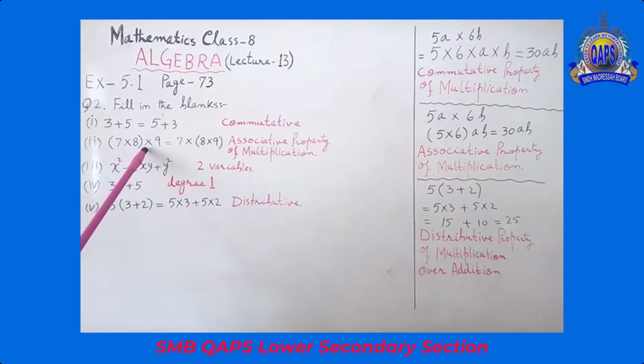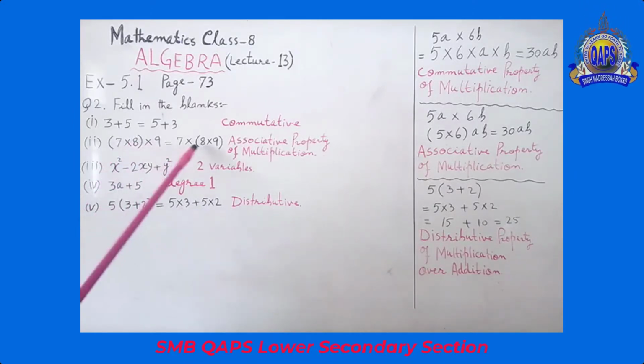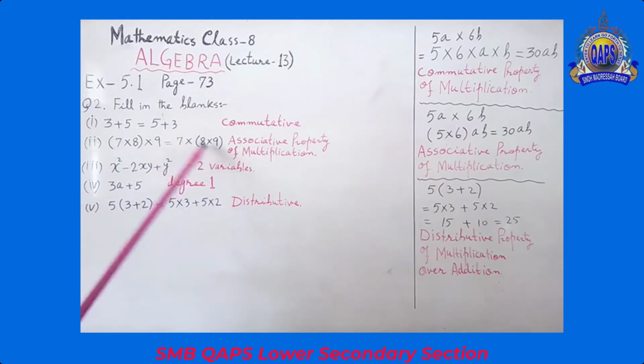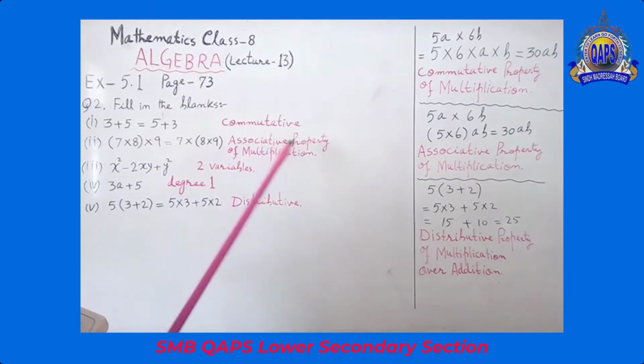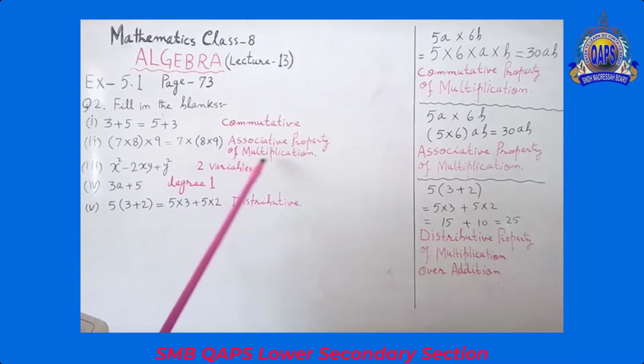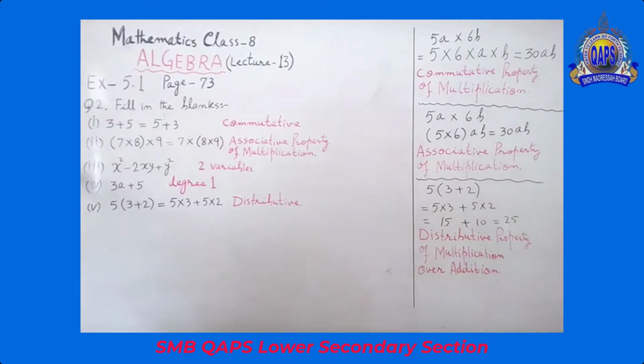See, it has been associated. But the result will be same. So this is called associative property of multiplication.